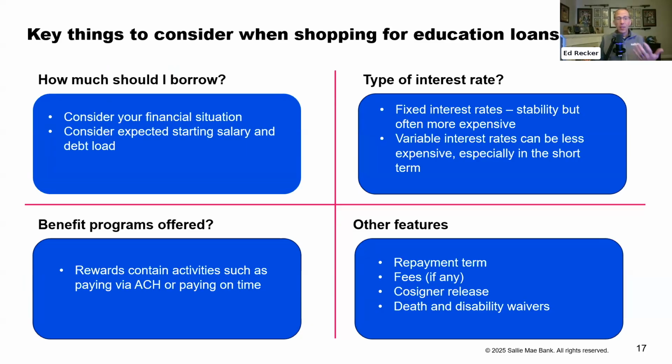Now, this is just kind of a quick overview. We've talked a lot about Parent Plus. We've talked a lot about private loans. We've talked a lot about the other federal loan options. These are some of the things that you should consider when shopping for educational loans.